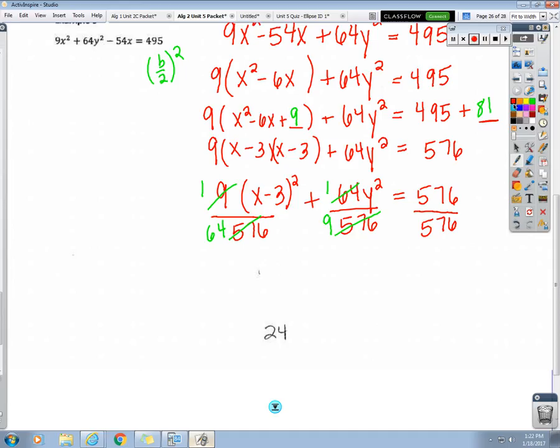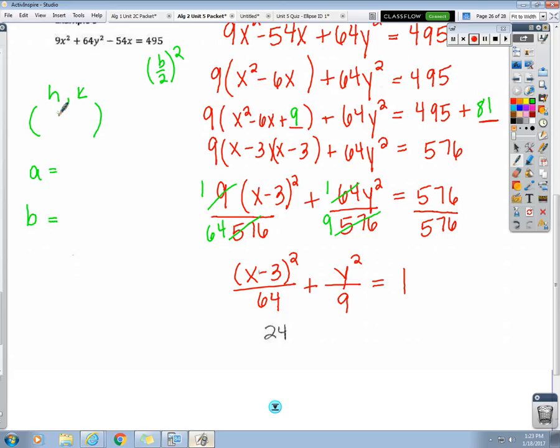Okay? So now we have 1 times x minus 3 squared, which we don't really have to write the 1, correct? We can just write x minus 3 squared over 64, and then plus 1y squared, but do we really need to write the 1 beside the y squared? No, so y squared over 9, and then equals 576 over 576, which is 1. Now, doesn't that look like standard form, like the ones that are on the whiteboard? And now that it's in standard form, can't we easily identify the center, which is your H and K, and the A and the B value?